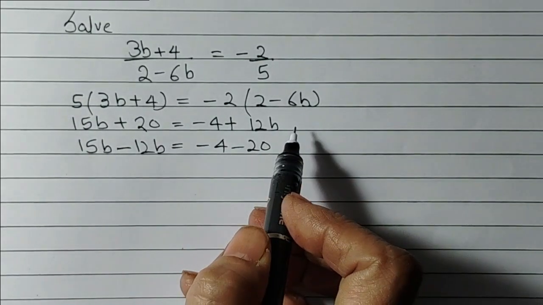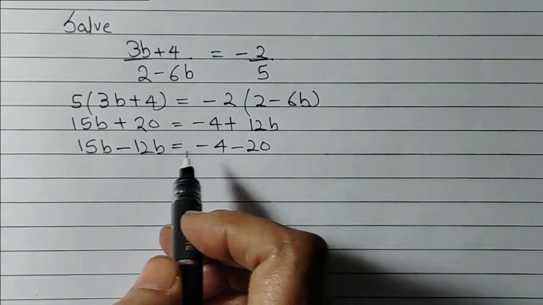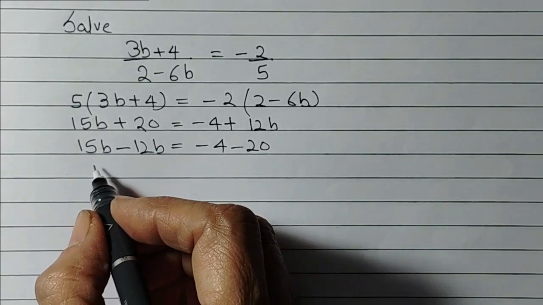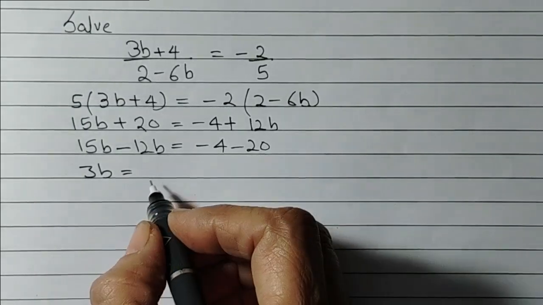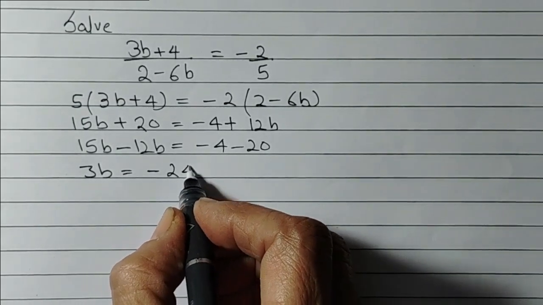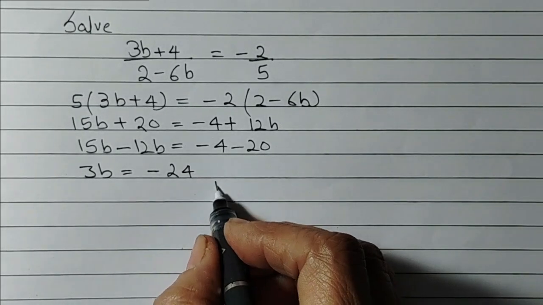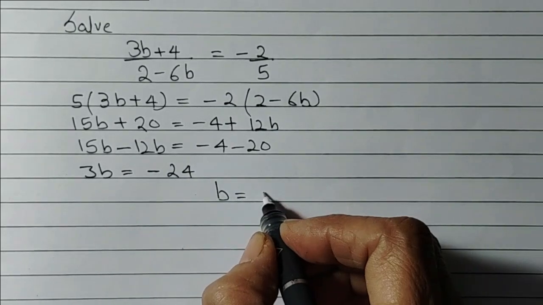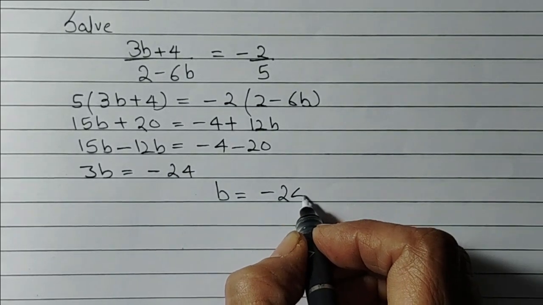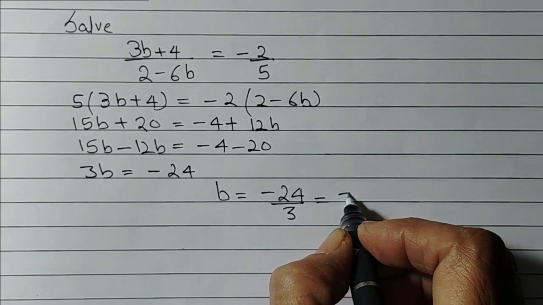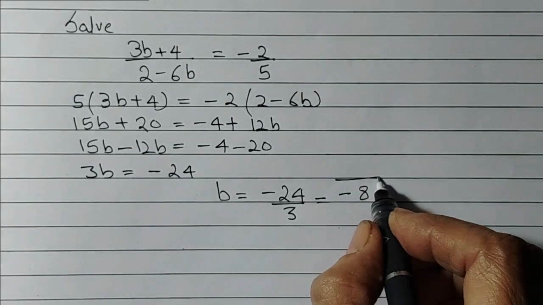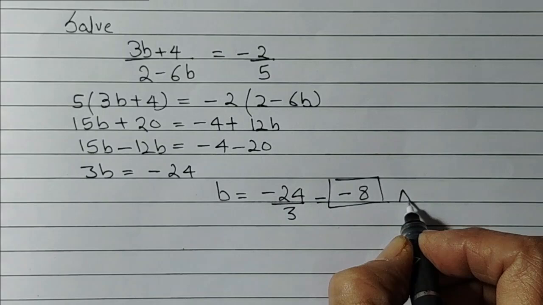It will be transposed on the right side, and it will be transposed on the left side. So it is 3b equal to -24. So b equals -24 over 3, that is -8. This is the answer.